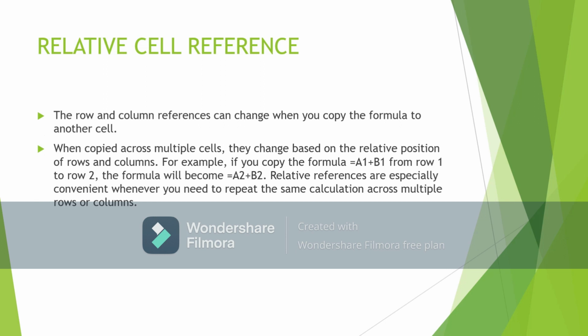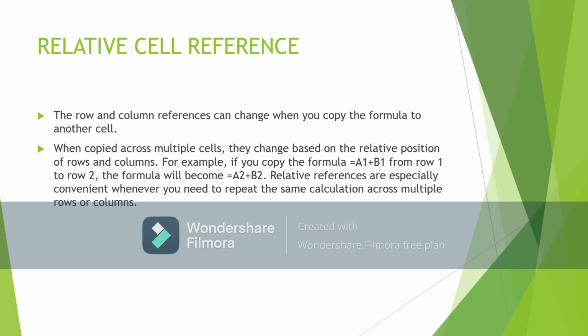Relative cell reference. Actually, the row and column references can change when you copy the formula to another cell. You give the formula for the particular cell. After that, you want to copy the same formula to another cell, from row 1 to row 2, and the cell references also change accordingly. That is, the row and column references can change when you copy the formula to another cell.